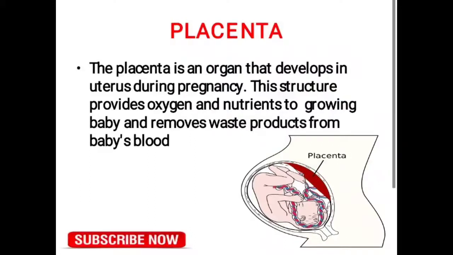Next, we will discuss the definition of the placenta. The placenta is the organ that develops during pregnancy. During pregnancy, inside the uterus, one organ will be developed, that is the placenta. This structure provides oxygen and nutrients to the growing baby.